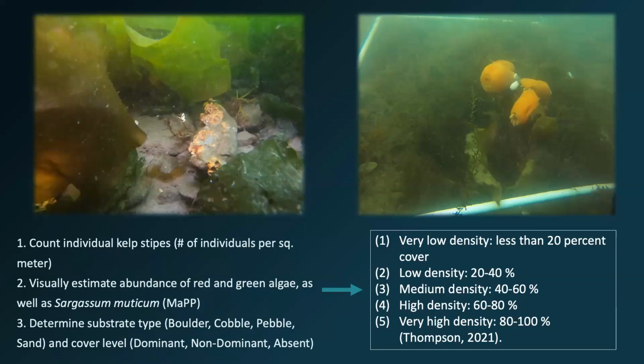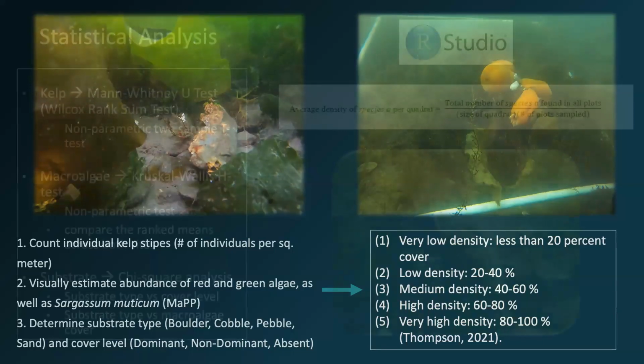And substrate was basically the last thing I looked at during each quadrat placement. So looking at substrate type like boulder, cobble, pebble, and sand, so large grain size to small grain size, as well as their cover level, which was just 3 different differentiating factors such as dominant, non-dominant, non-dominant being anything less than 50% of the quadrat.